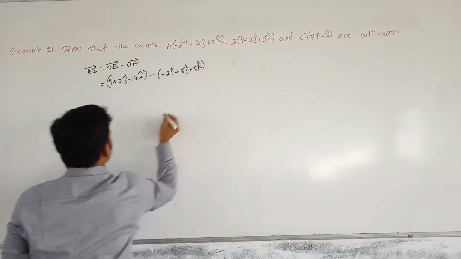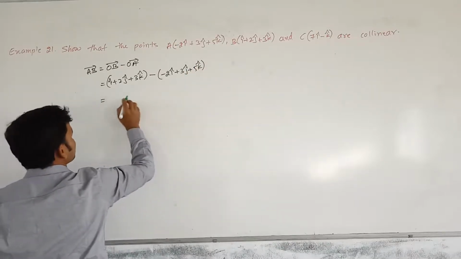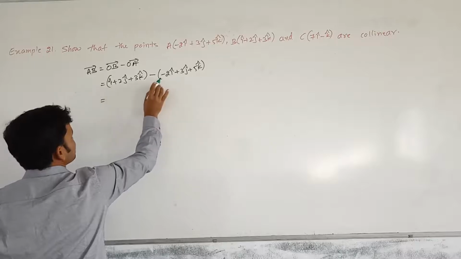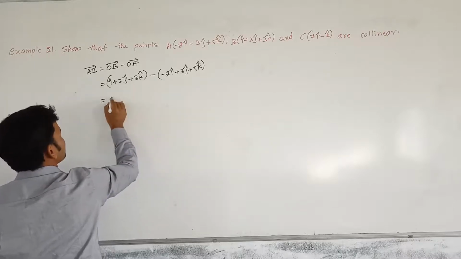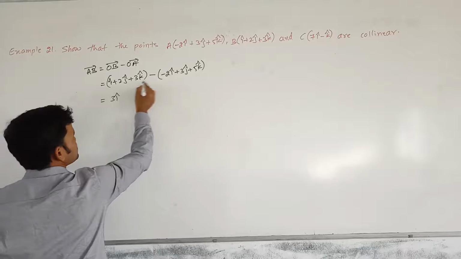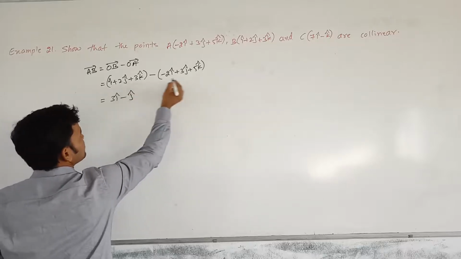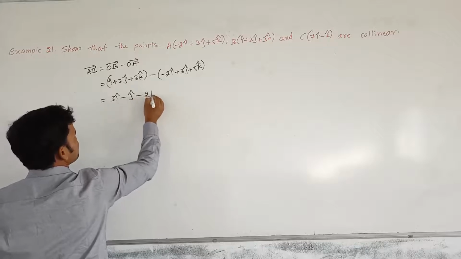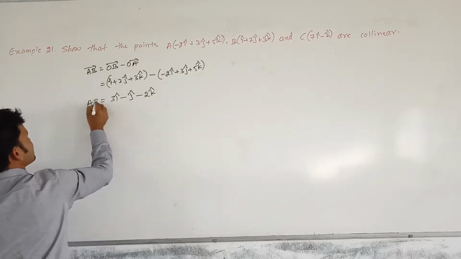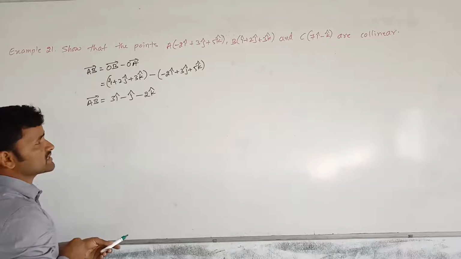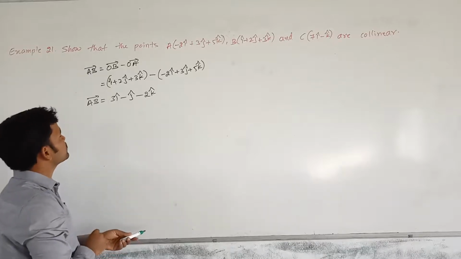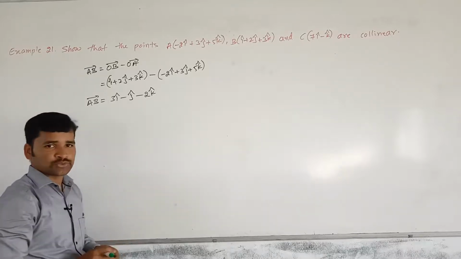Now subtracting the corresponding components: i plus 2i is 3i. For j, 2j minus 3j means minus j. 3k minus 5k means minus 2k. So vector AB is equal to 3i minus j minus 2k.